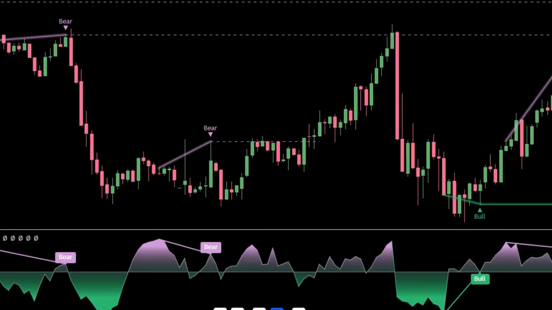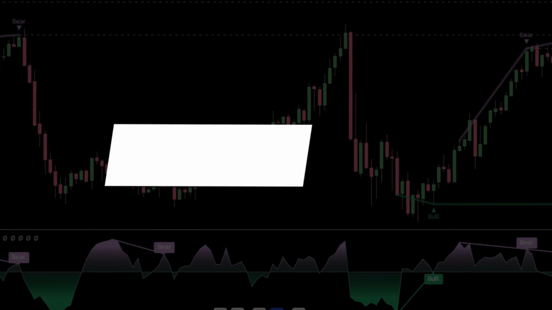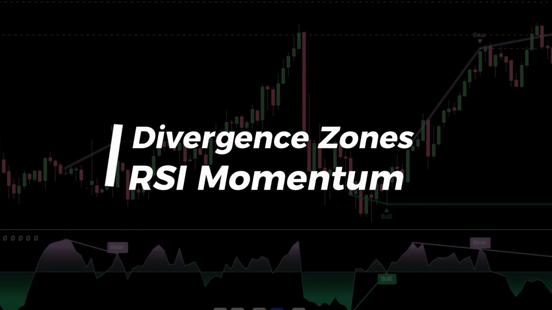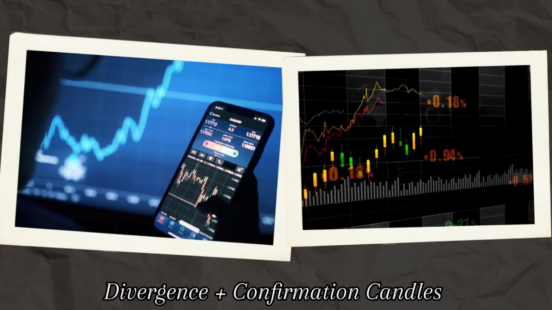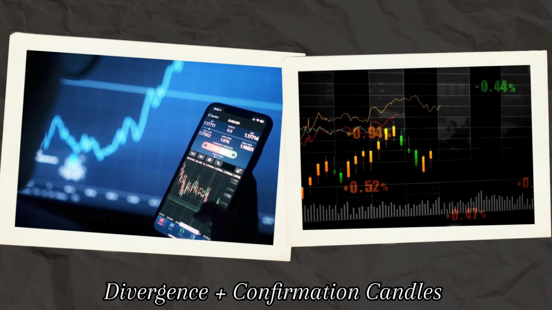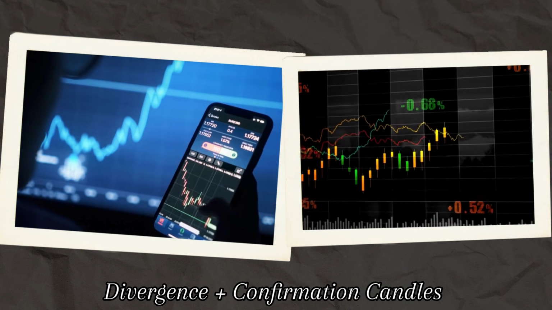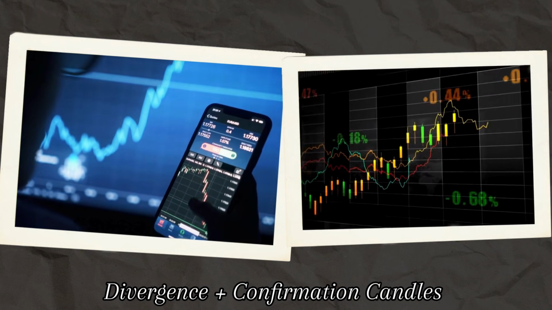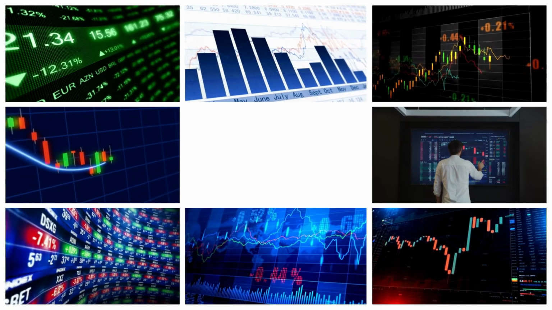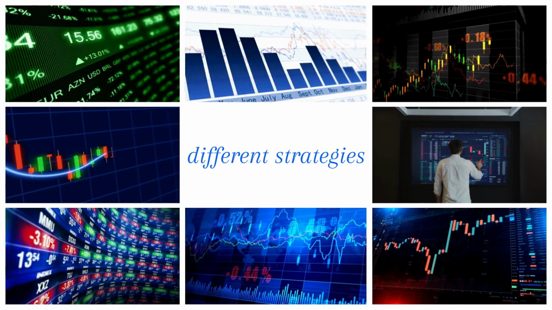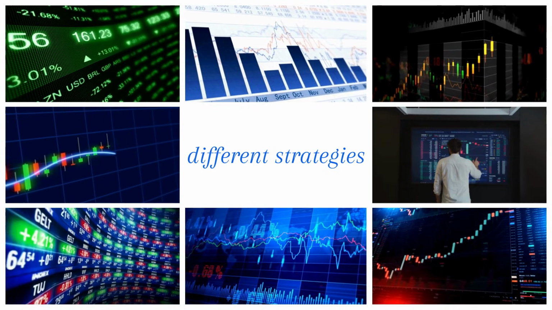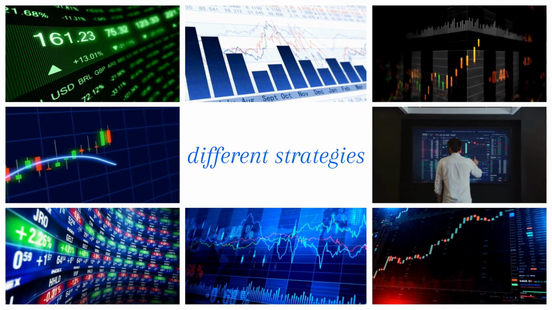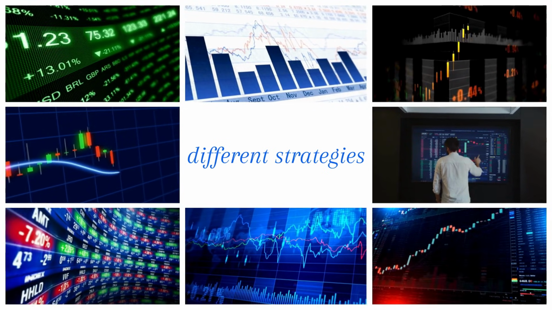Okay, that was today's lesson on using the RSI Momentum Divergence Zones indicator for scalping. Always combine divergence with confirmation candles to enter safely and use the zones for stop loss and take profit to manage your risk. Remember, every trader is comfortable with different strategies and each strategy works better in certain market conditions. That's why it's important to know multiple strategies so you can adapt to any situation.